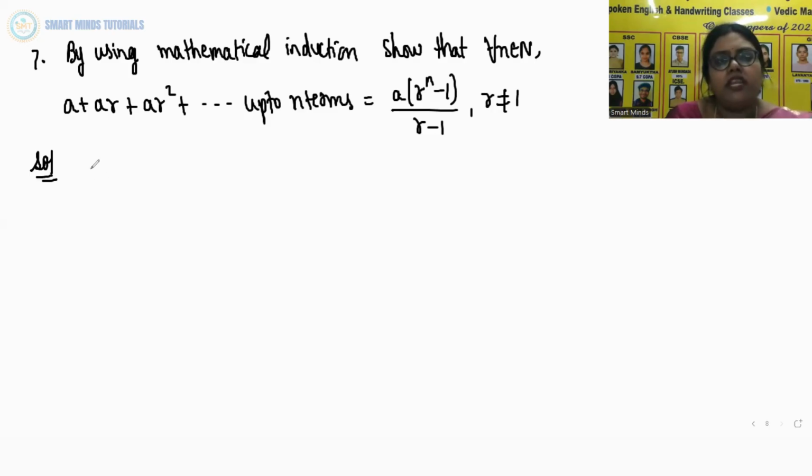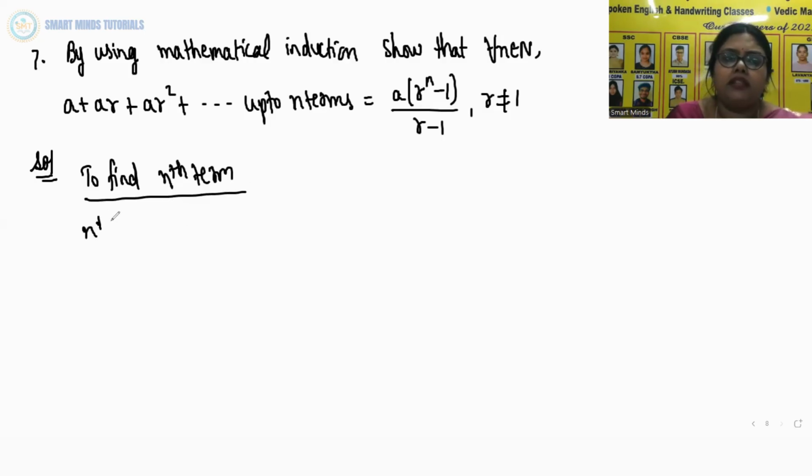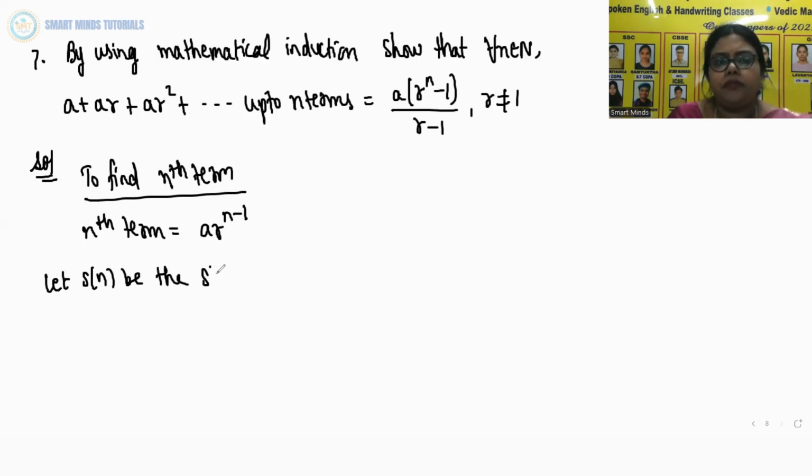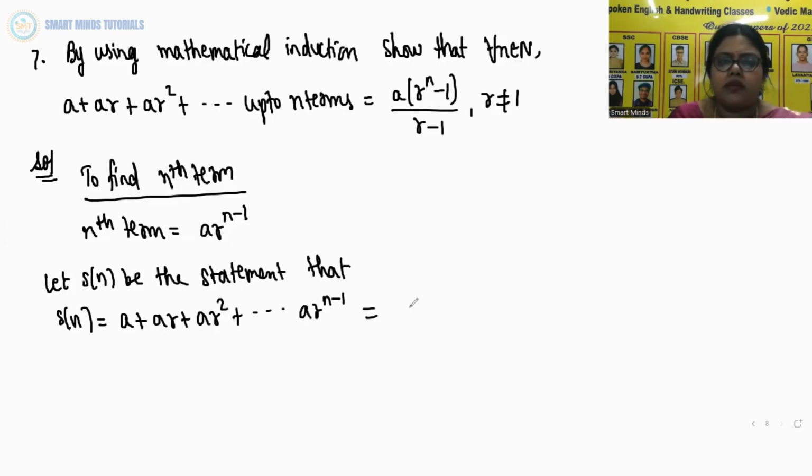Okay, so first we need to find out the nth term. So write the side heading to find the nth term. Directly we can take the nth term here. Nth term of GP is ar power n minus 1. Now directly we got the nth term, so we will start with the statement. Let S of n be the statement that S of n is equal to a plus ar square plus so on up to ar power n minus 1 is equal to a into r power n minus 1 by r minus 1.